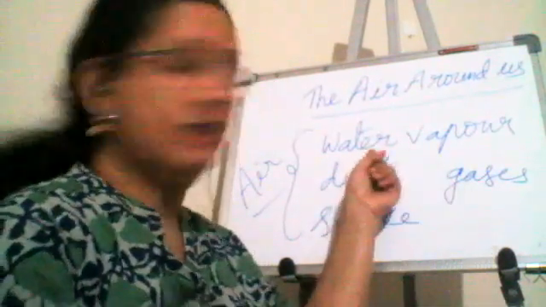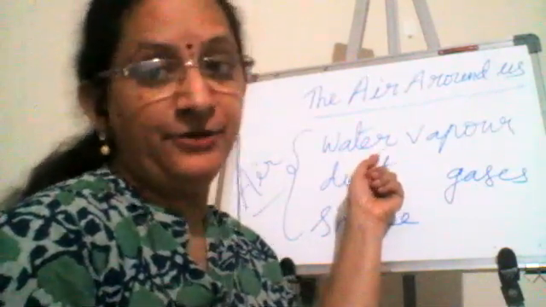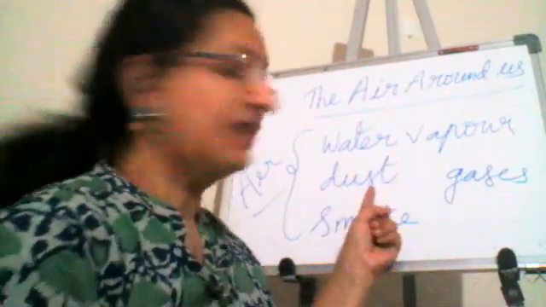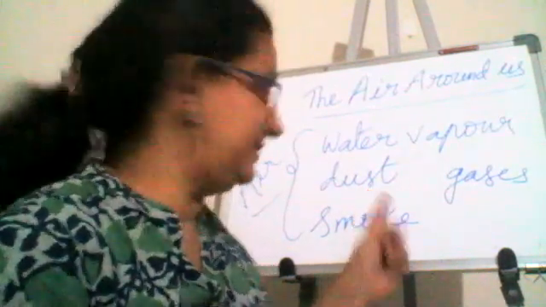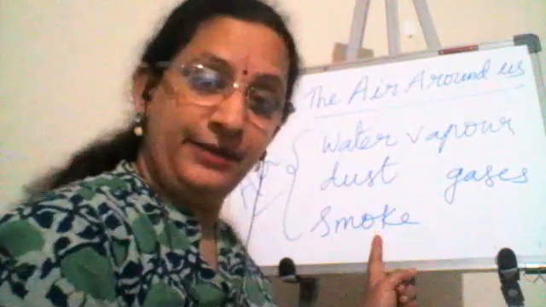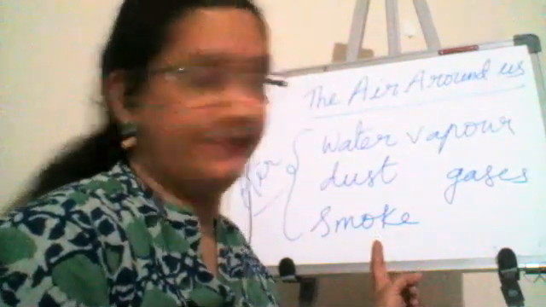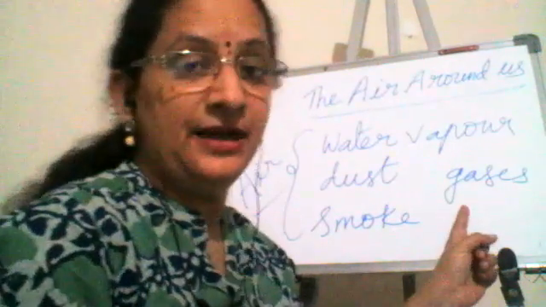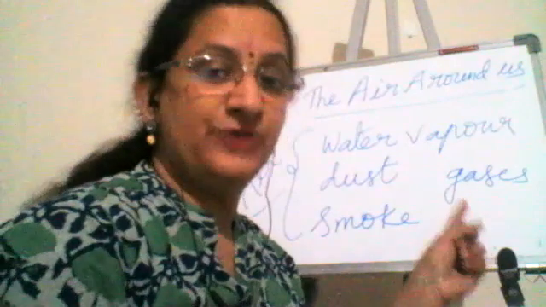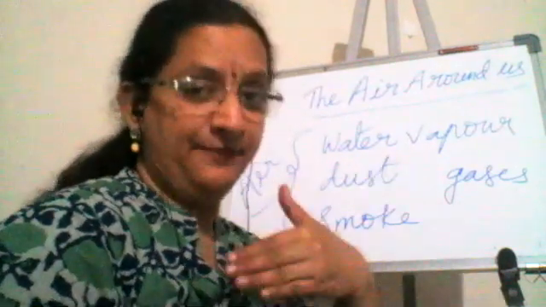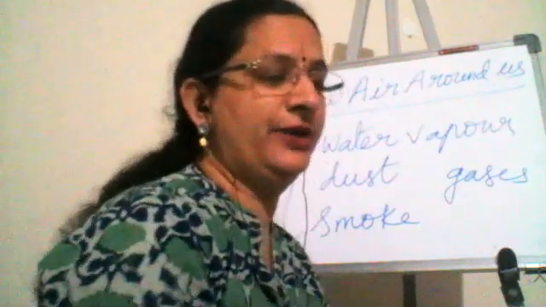So from where does the water vapor come? Water vapor comes from the lakes, rivers and ponds. Dust particles come from all the objects that we are using. Smoke is coming from the vehicles, factories and household items. Gases are present everywhere wherever there is air. So that is how we are able to breathe in and breathe out. So this is about the air around us.